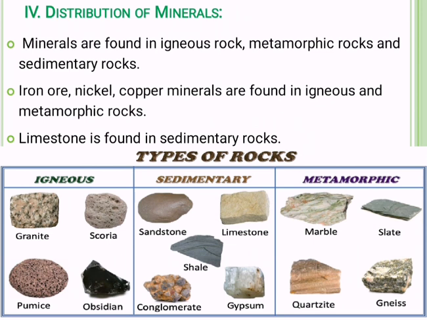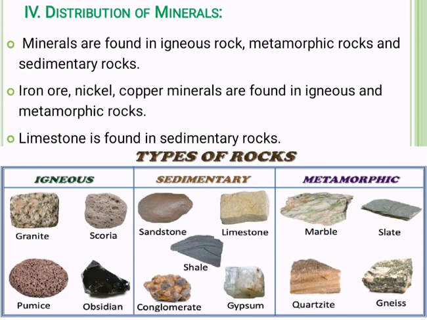Iron ore, nickel, and copper minerals are found in the igneous and metamorphic rocks. The minerals which contain iron ore, nickel, and copper are mainly found in the igneous and metamorphic rocks. Limestone is found in the sedimentary rocks. So here we can find one image.